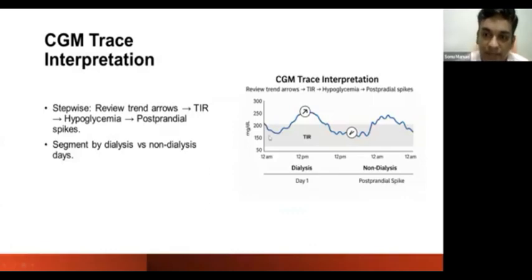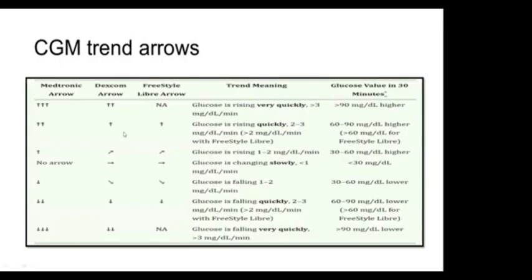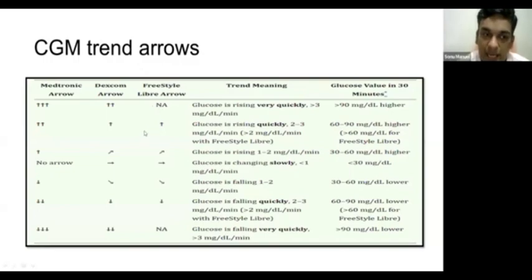Now, when you are seeing the CGM traces, you have to review the stepwise trend arrows, find out the time in range, and find out whether there are any hypoglycemia and postprandial spikes. On dialysis days, you have to analyze the segment of the dialysis and also the segment of the non-dialysis. Now, the CGM trend arrows, if you see, there are various trend arrows which indicate how the blood sugars are, either going up, or stable, or going down.